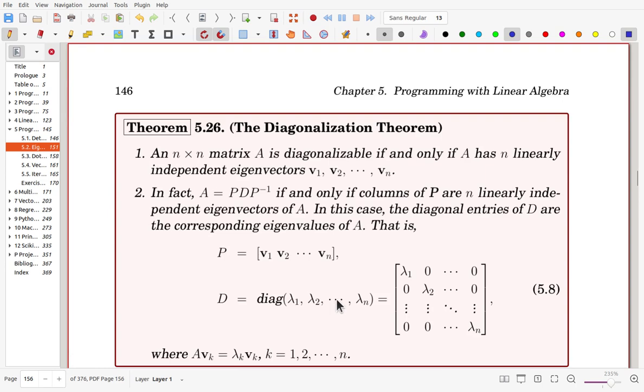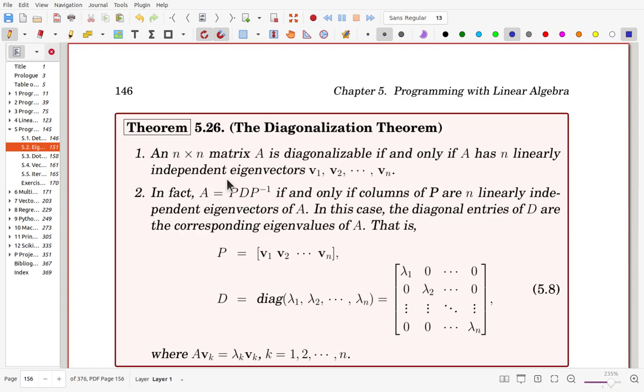Here we have the diagonalization theorem. An n by n square matrix A is diagonalizable, which means it is similar to a diagonal matrix, if and only if A has n linearly independent eigenvectors.